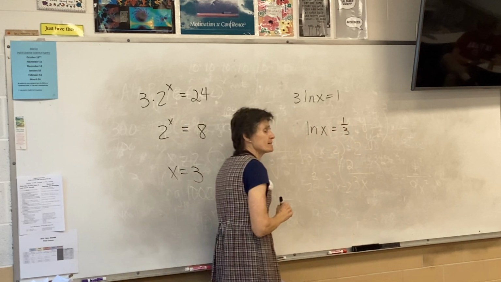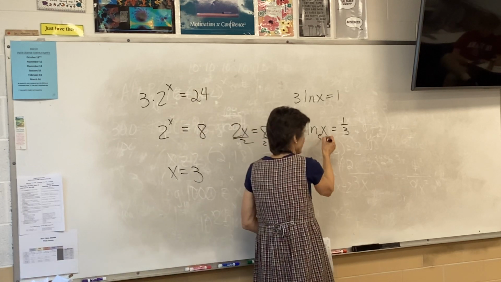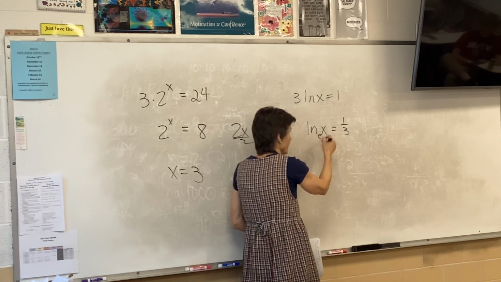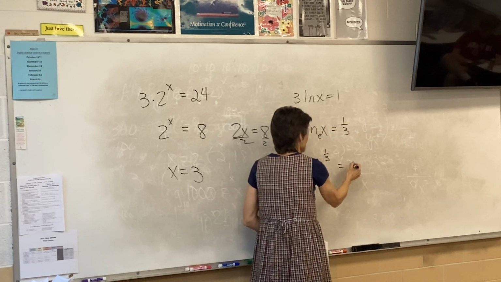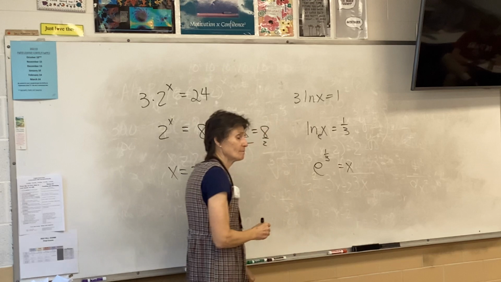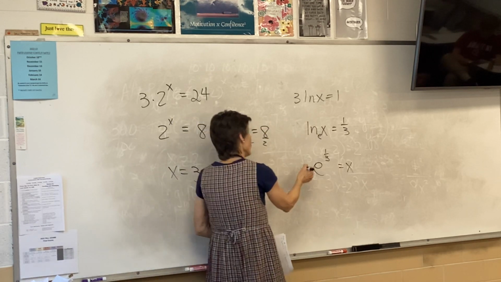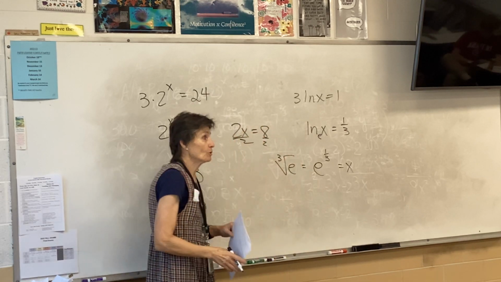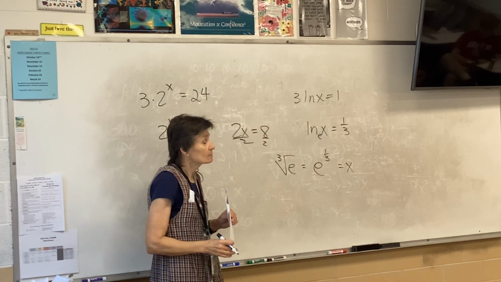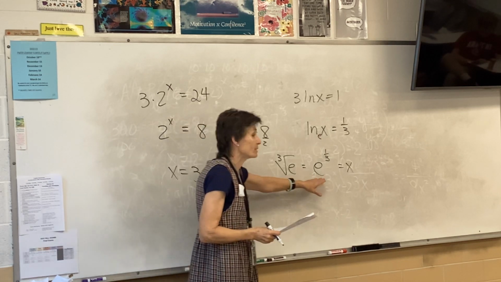What does ln stand for? Log base e. So there's an e right here. Can I loop-de-loop? So e to the 1/3 equals x. Now I am perfectly okay with that answer, but if you wanted to write that as the cube root of e, isn't a fractional exponent a root? So if you wanted to go ahead and do that, you could, but I'm okay with e to the 1/3.